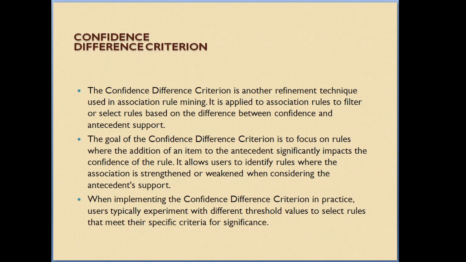If we are adding it, we should get a value, right? Every time a customer gets bread, it should create another impact on our data set. So for that we go for the confidence difference criterion, so that if we have such an item, we could associate it with another item and create an association between them. It allows the user to identify rules where the association is strengthening or weakening.